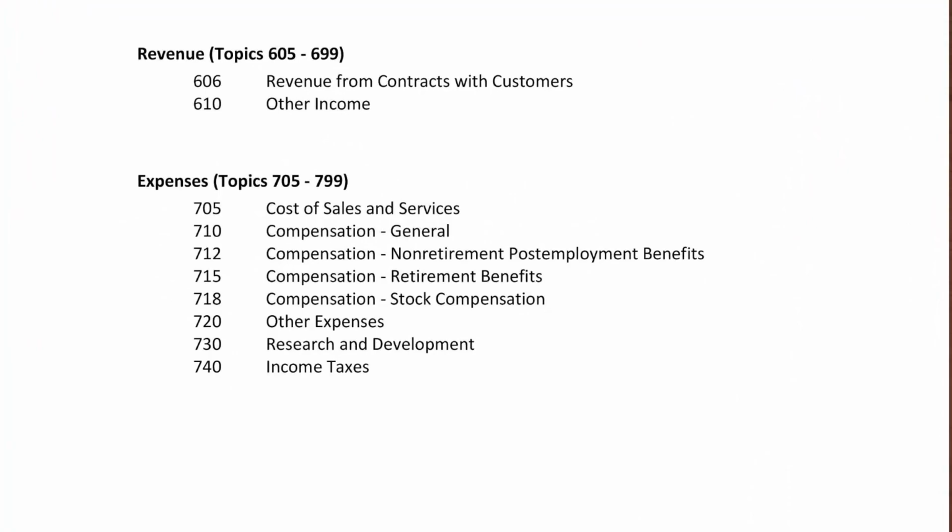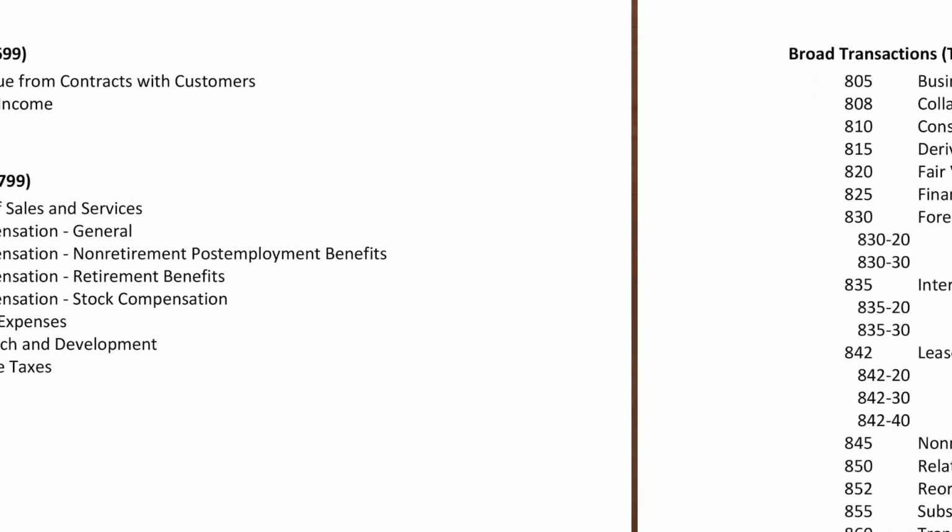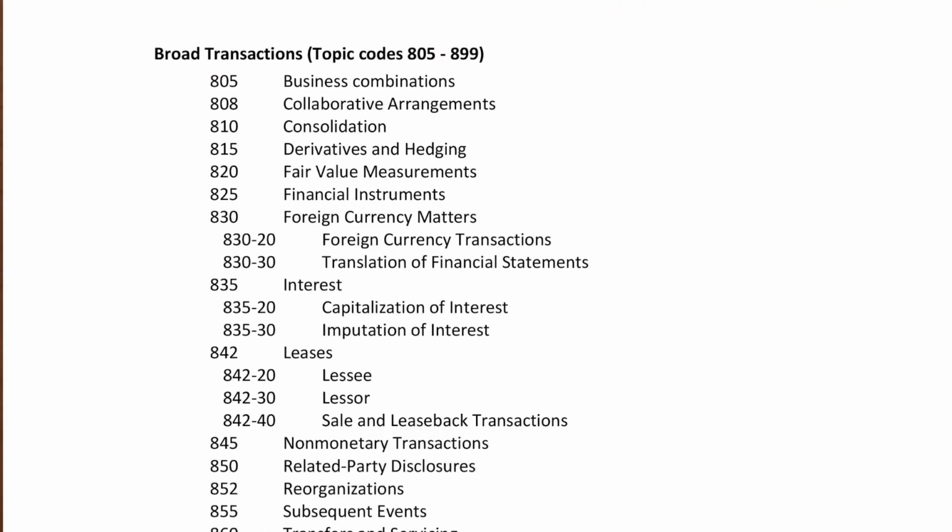On page 8, you've got the category on revenue, which is topics 605 to 699. And then you've got the category on expenses, which are topics 705 to 799. Again, you don't need to remember any of these topic numbers. On page 9, you've got the category on broad transactions.